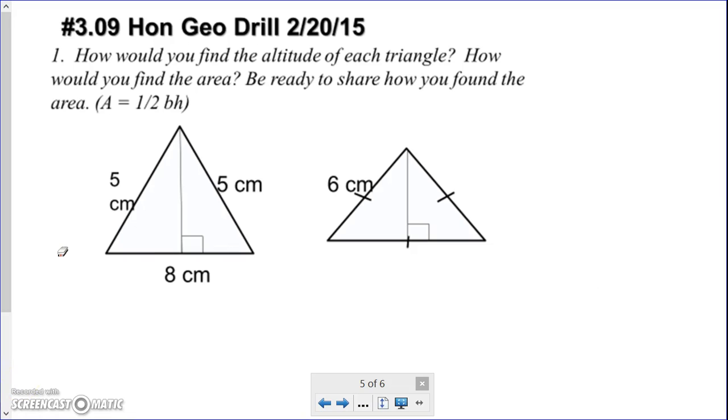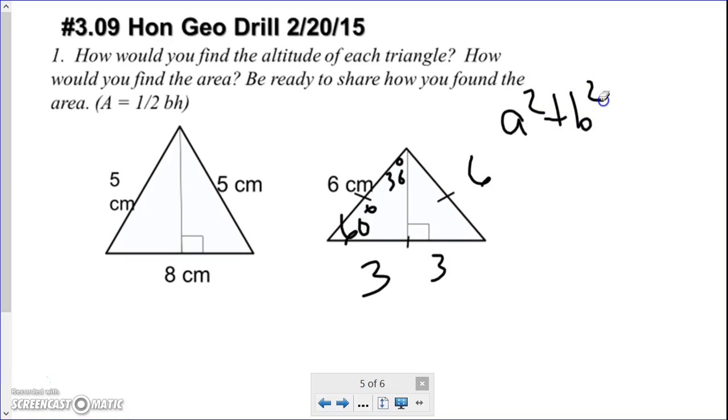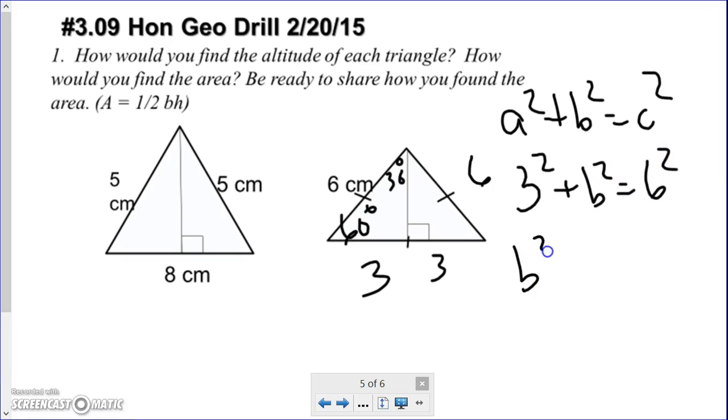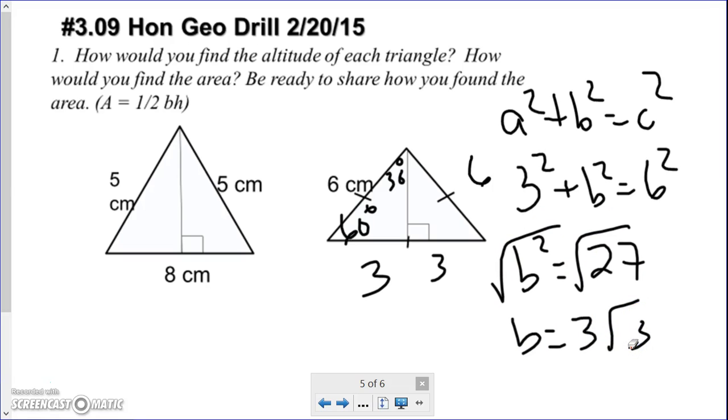So this time we have an equilateral triangle. So we want to put 60 degrees, 30 degrees. This would be 6, and then we have 3 and 3. So if you use Pythagorean theorem, a squared plus b squared equals c squared. Let's say we have 3 squared plus b squared equals 6 squared. So b squared is going to be 36 minus 9, which is 27. We take the square root, so b is 3 square root of 3, and that is our altitude. And again, you can find the area, but we're more concerned right now about finding these values.